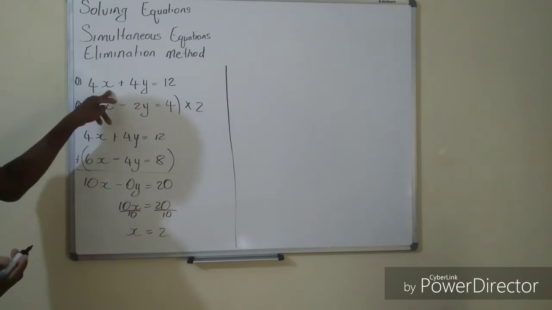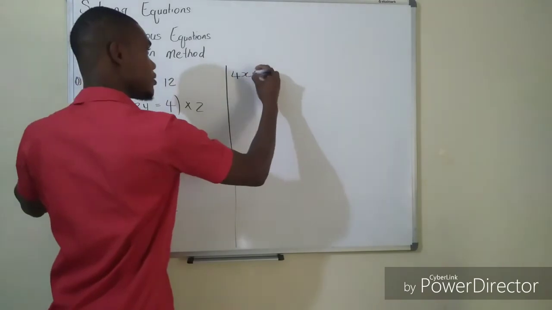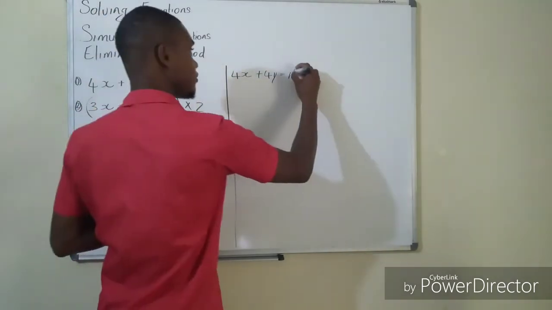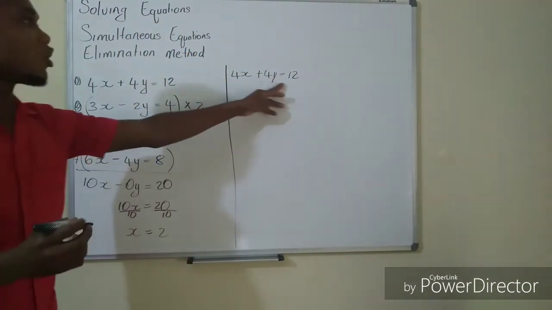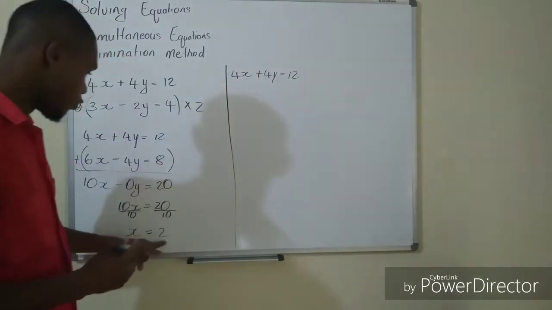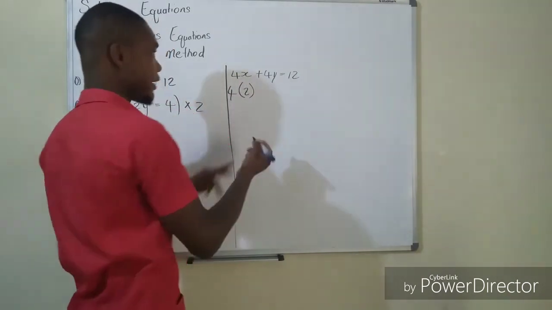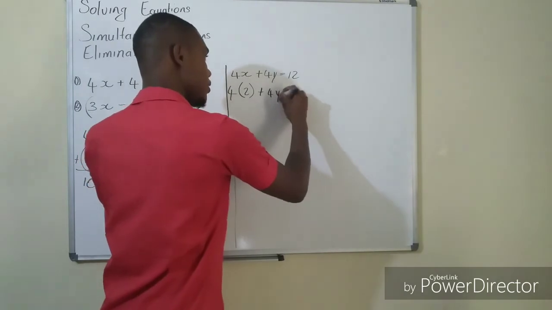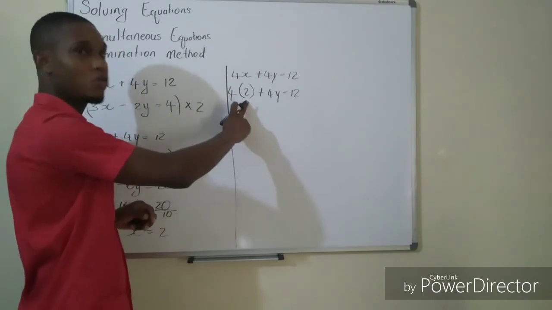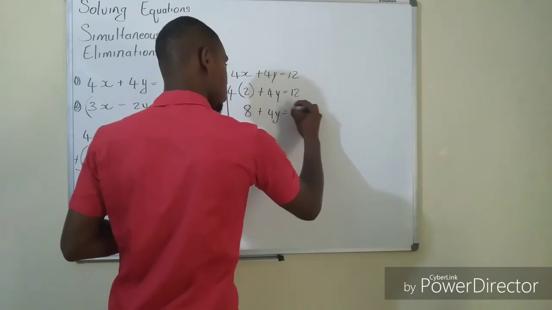So I'm going to choose equation number 1 for us to use to find the value of y. So 4x plus 4y is equal to 12. We know that x is 2. So it means you're substituting the value of x for the numerical value. So 4, the value of x is 2, so you put that in a bracket, plus 4y must be equal to 12. Now, this means multiply, so 4 multiplied by 2, that gives you 8. 8 plus 4y is equal to 12.